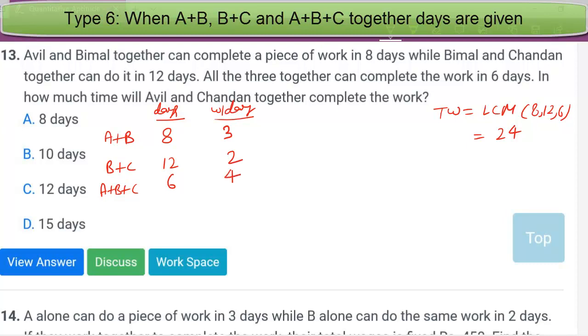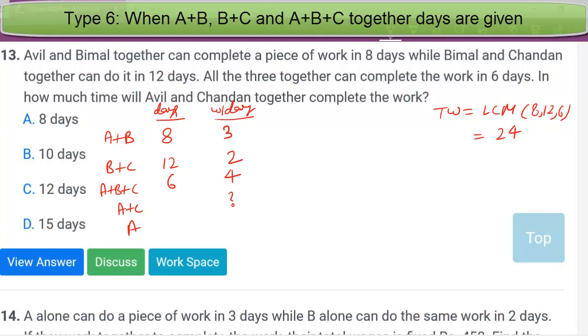So you have to find out in how much time Avil and Chandan, so A plus C, you have to find out A plus C. If you know that A plus C is doing whatever work per day, then this is very simple, just divide 24 by that number, you will get the answer. So A plus B plus C, if you just subtract B plus C from this, you will get A is equal to 2.